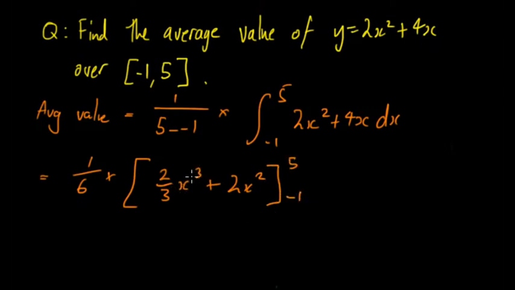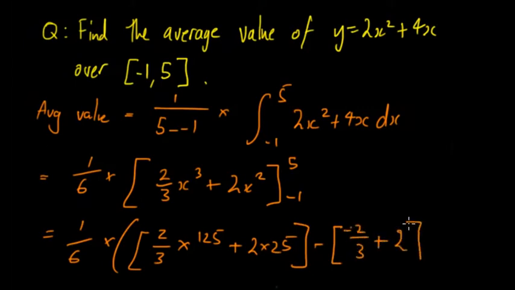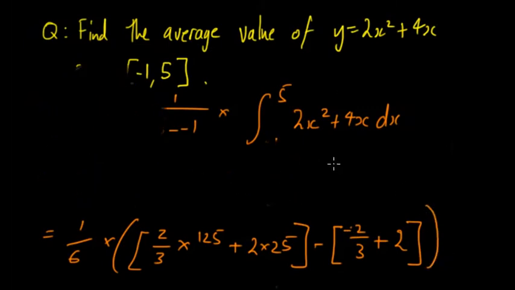What I did is I increased the power to 3 and divided by the new power, and then 4 divided by the new power 2 is 2, so we get 2x squared, from negative 1 to 5. We sub those points in, so we get 1 on 6 times (2 on 3 times 125 plus 2 times 25) minus (negative 2 on 3 plus 2). It's going to get a bit messy here, so I'm going to rub this off to get a bit more space.